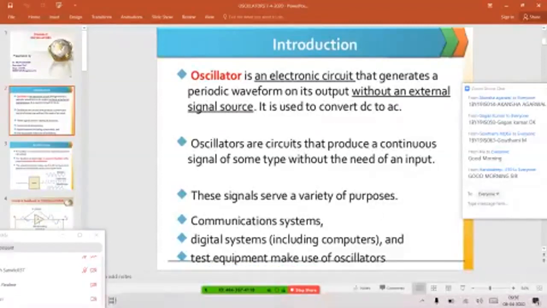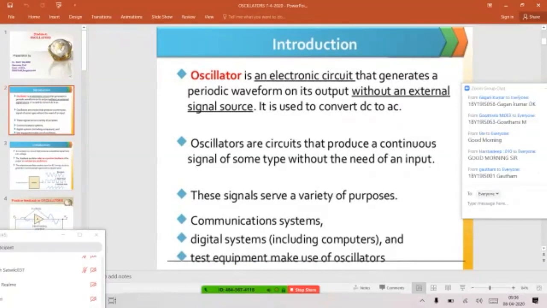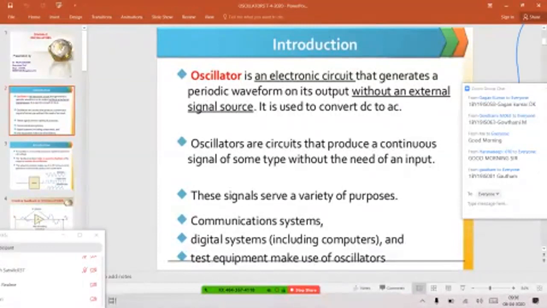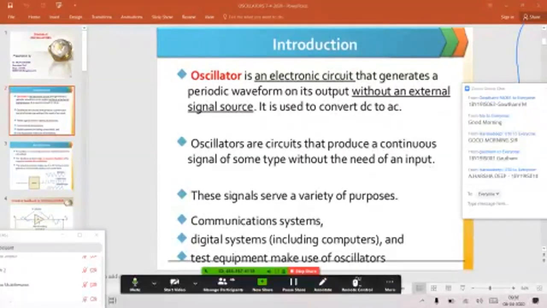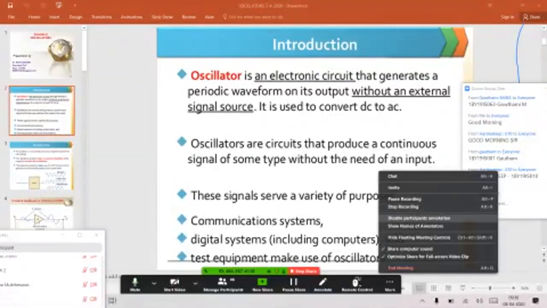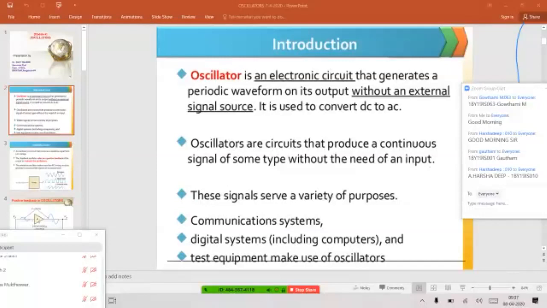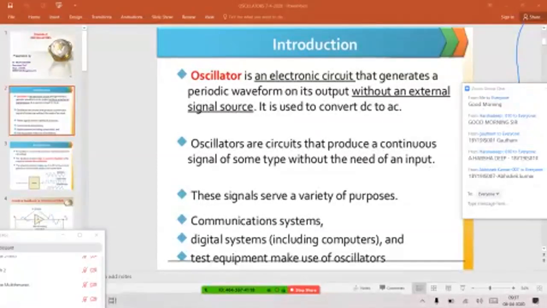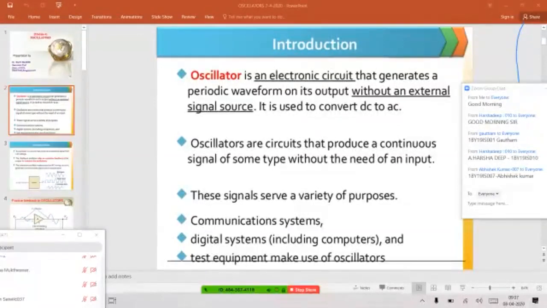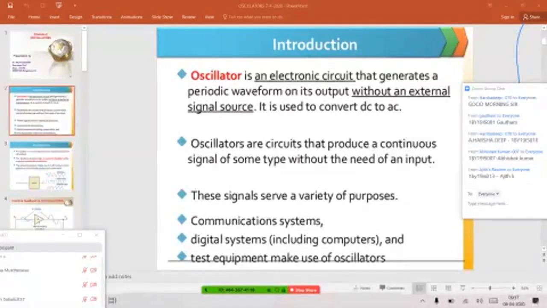An oscillator is an electronic circuit that generates a periodic waveform on its own. On its own means without any input signal, it will generate a signal. That is an oscillator. You just have to give DC voltage for its operation, or bias the circuit using DC, but you need not give any input AC signal. You are not giving any signal, you are generating a signal. That is how this oscillator works. It generates a signal without any input. That is a definition you can take.